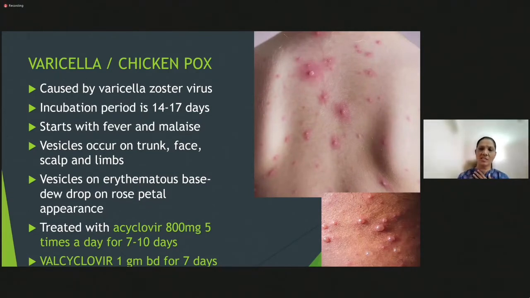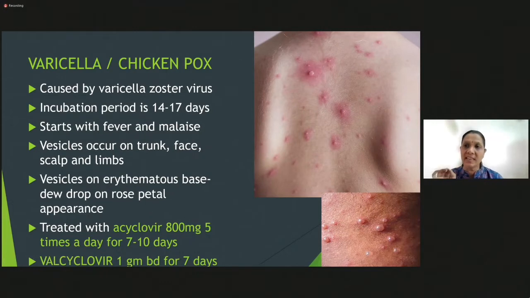This is caused by varicella zoster virus. It's commonly called chickenpox. You see an erythematous base with vesicles. Later, they may become pustules, but most of the time you see clear vesicles on an erythematous base, which comes with fever and malaise and spreads all over the body.